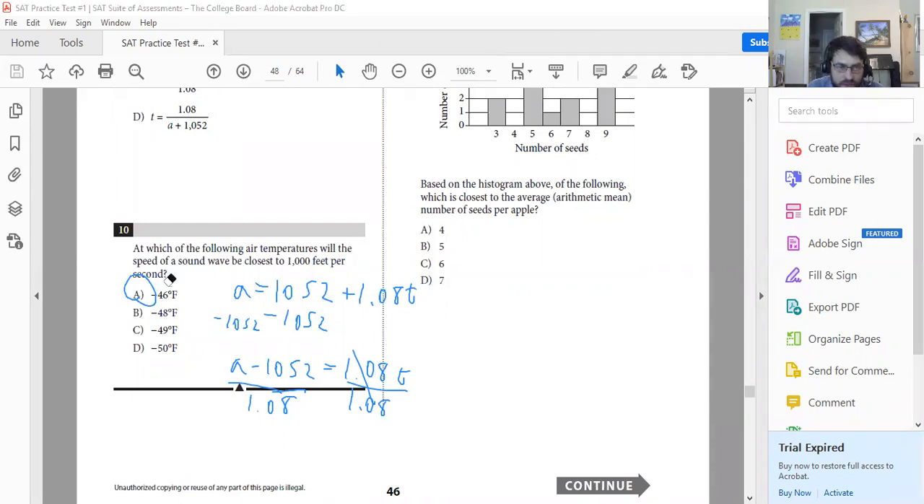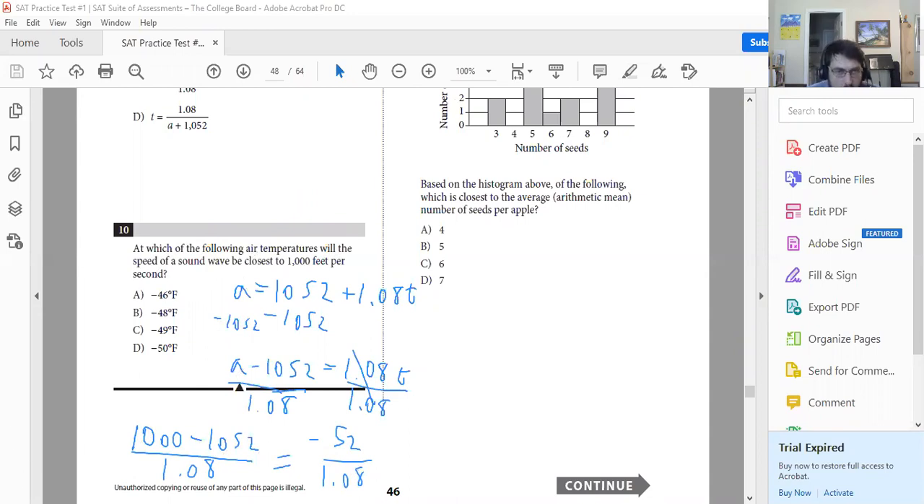I'll just get rid of this circle. And let's go see. At which of the following air temperatures will the speed of sound be closest to 1,000? So that will be 1,000, our airspeed, minus 1052 divided by 1.08. So this will be negative 52 over 1.08.